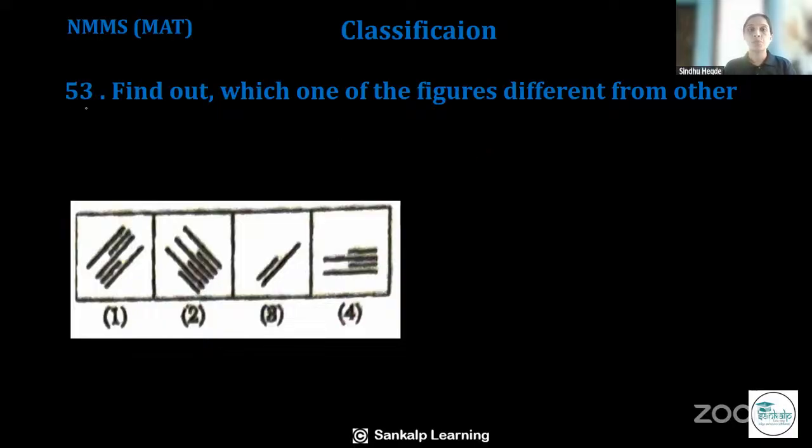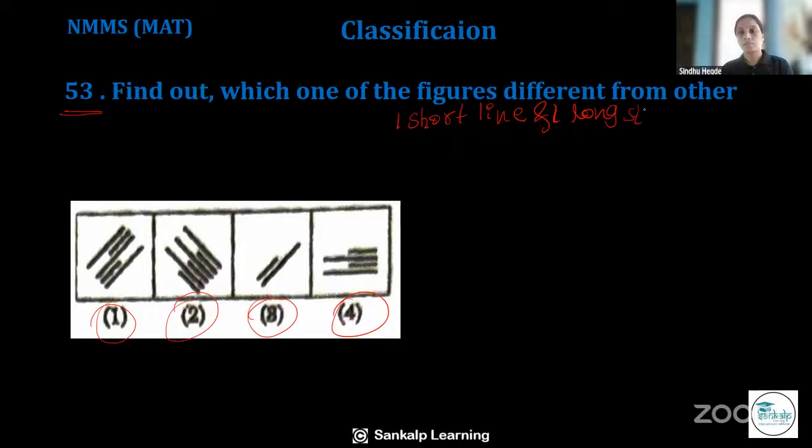Let us see question number 53 of the chapter NMMS Math, Concept Classification Non-Verbal. Find out which one of the figures is different from the others. So images are like this, totally 4 images are given. All the images contain one short line and one long straight line. So look at their arrangement symmetry.